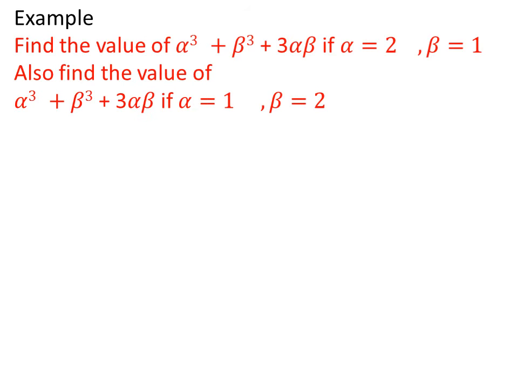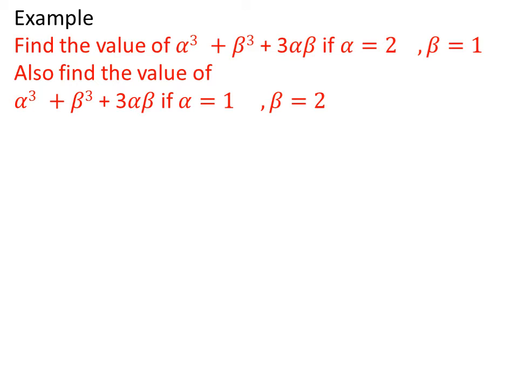Here we will prove symmetric function of the roots of quadratic equation with an example. Find the value of alpha cube plus beta cube plus 3 alpha beta. We are given an expression and the values of alpha and beta are also given. If alpha equal to 2 and beta equal to 1. Also find the value of alpha cube plus beta cube plus 3 alpha beta if alpha and beta are interchanged, that is alpha equal to 1 and beta equal to 2. Even if the values of alpha and beta are interchanged, we have to find the value of this same expression.